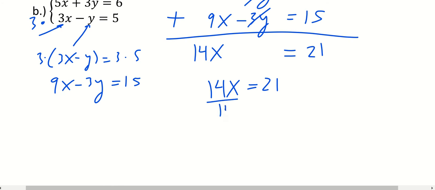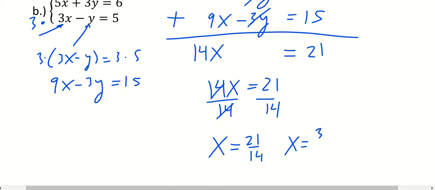We can solve this for x by dividing both sides by 14. That cancels. We get x equals 21 over 14. But notice that that reduces. Both top and bottom are divisible by 7. So that's going to give us 3 halves.